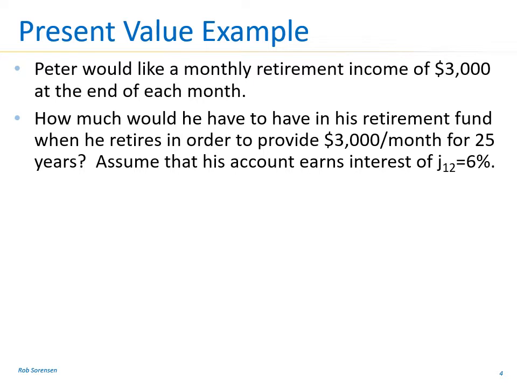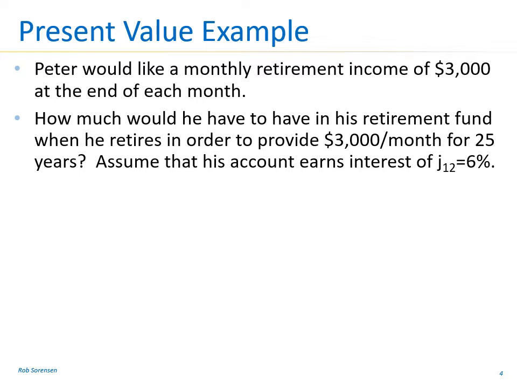Peter would like a monthly retirement income of $3,000 at the end of each month. How much would he have to have in his retirement fund when he retires, so at the start of his retirement, in other words, in order to provide that $3,000 a month for 25 years? And let's assume that his account earns 6% compounded monthly.